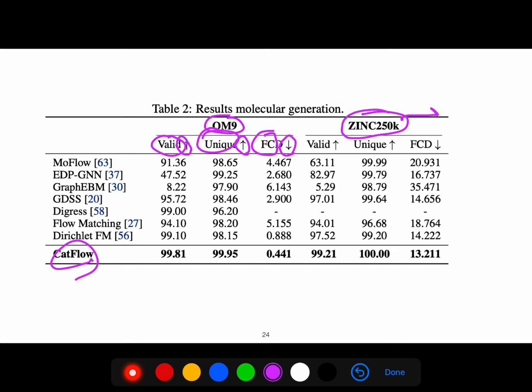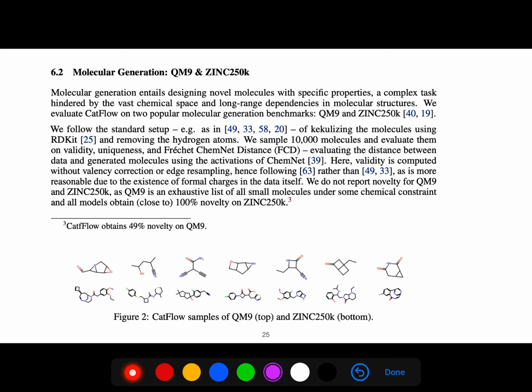For example, if you remember, I talked about DiGress in the playlist for diffusion. You see some improvement for validity. Or for uniqueness, now uniqueness is a little bit better. So these are molecules generated by CatFlow.